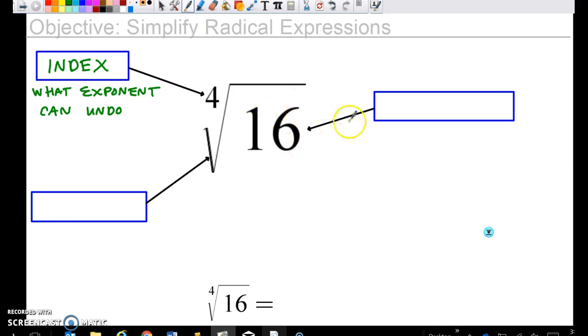This thing inside is called the radicand. That's a thing which we're trying to simplify. It's a thing which we are undoing the exponents on. It's sort of like the dividend when you divide. And finally, this is just called a radical symbol.